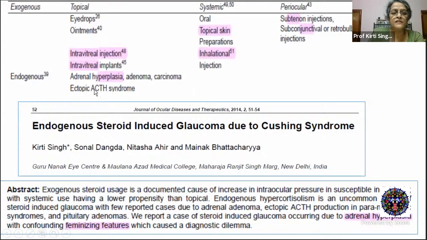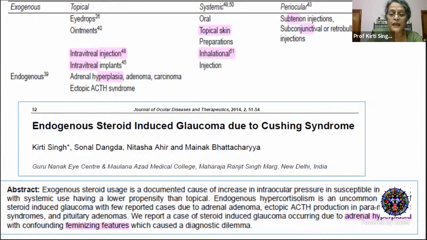The other aspect, which is very often neglected, but it's not very common either, is endogenous steroid-induced glaucoma and Cushing syndrome, where there is adrenal hyperplasia, adenoma, and carcinoma. So wherever you can't find a history of topical applications, skin applications, or inhalations, obviously not eye drops and ointments, look for any endogenous cause.